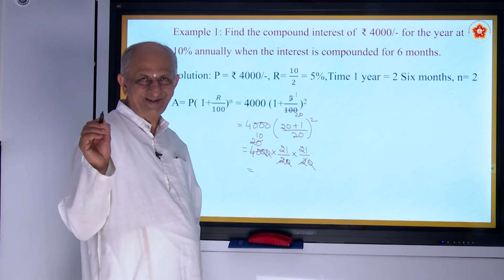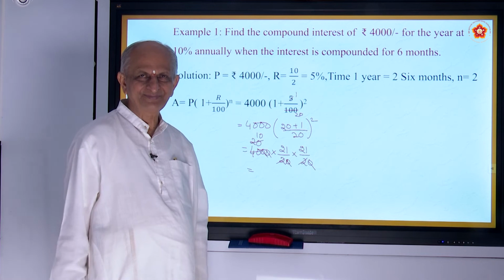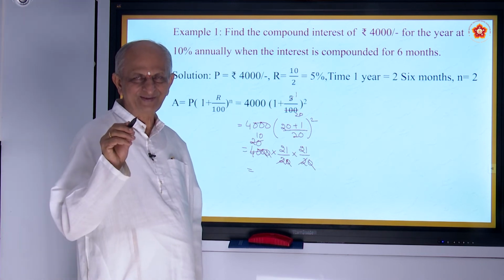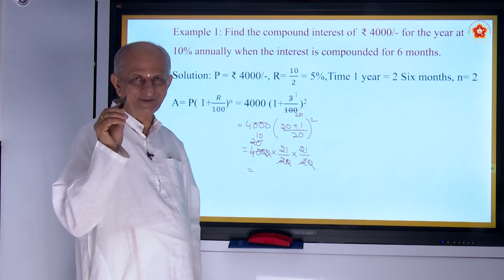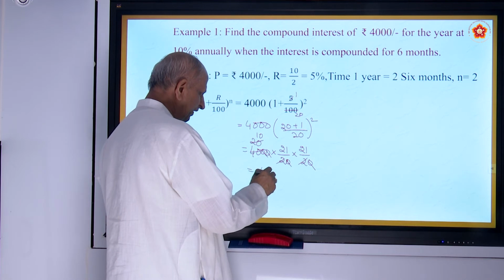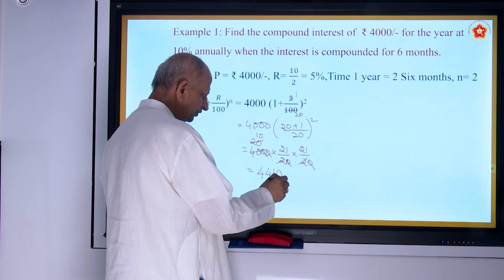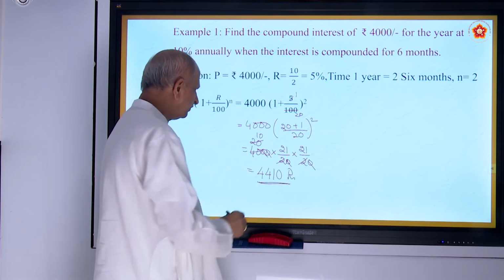I told you on that day you must learn squares up to 25 at least. What is 20 square? 400. 10 square? 100. 21 square? 441. Into 10, 4410. That is the amount.